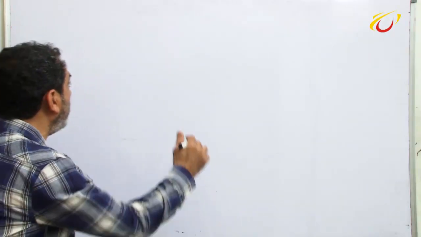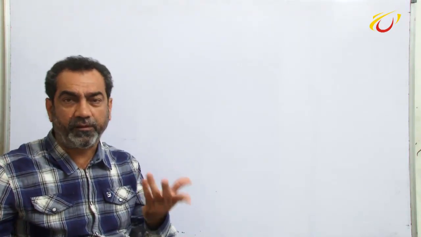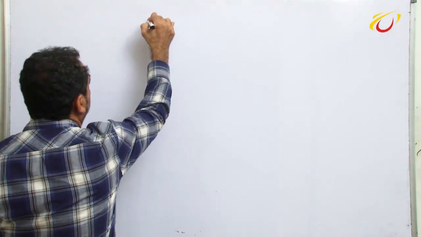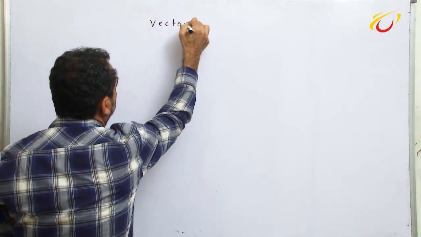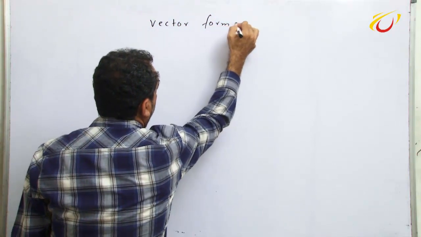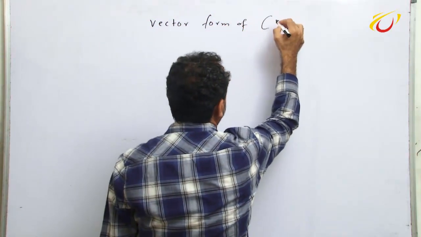Now we'll see the vector form of Coulomb force, because ultimately force is a vector quantity. You have to derive it in vector form also. So the topic is called vector form of Coulomb force.